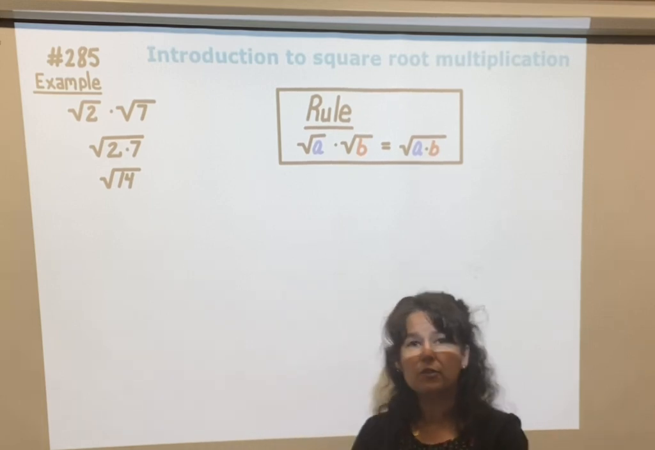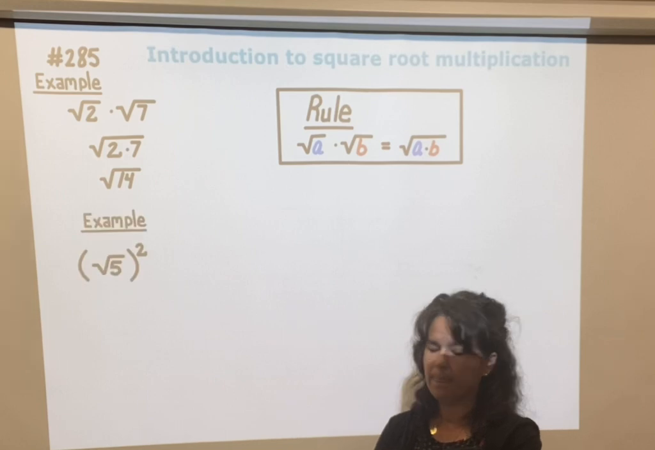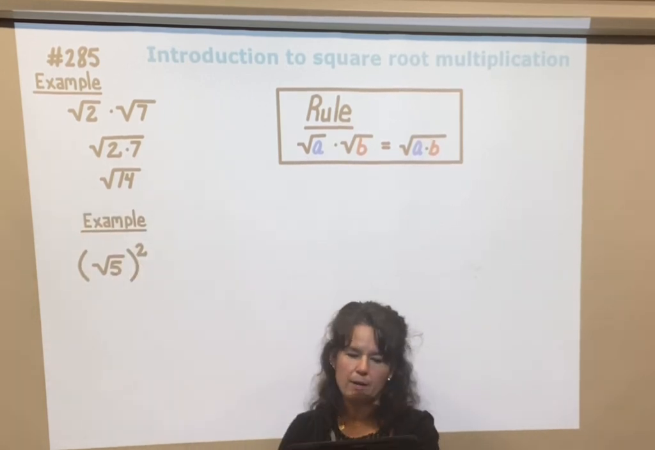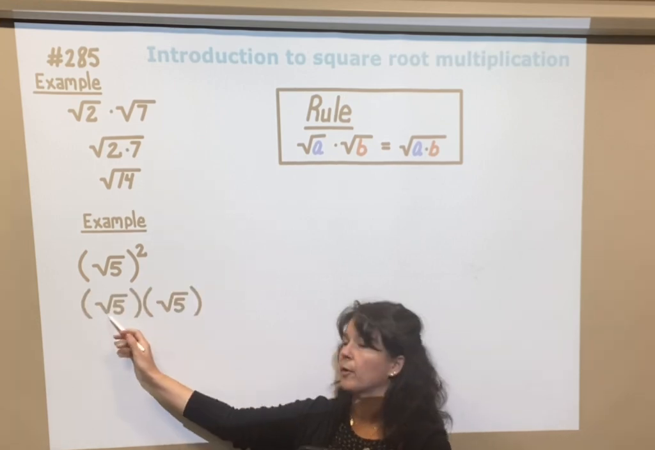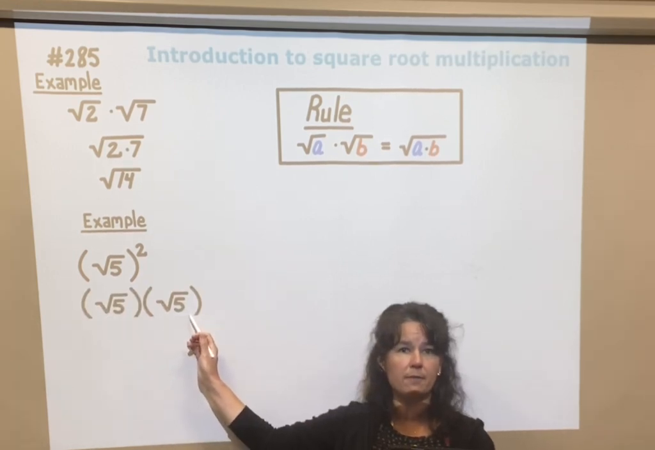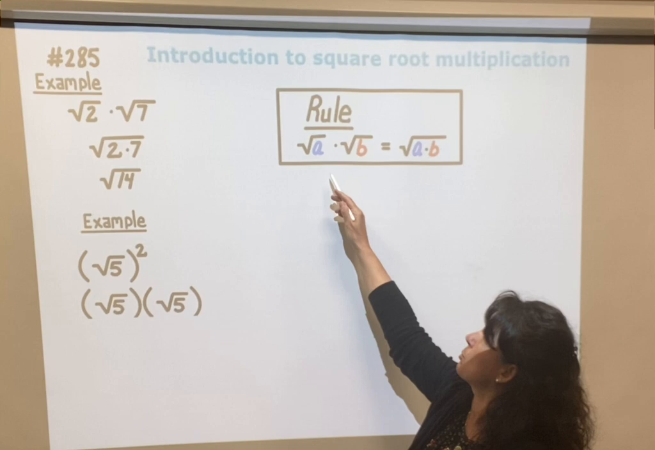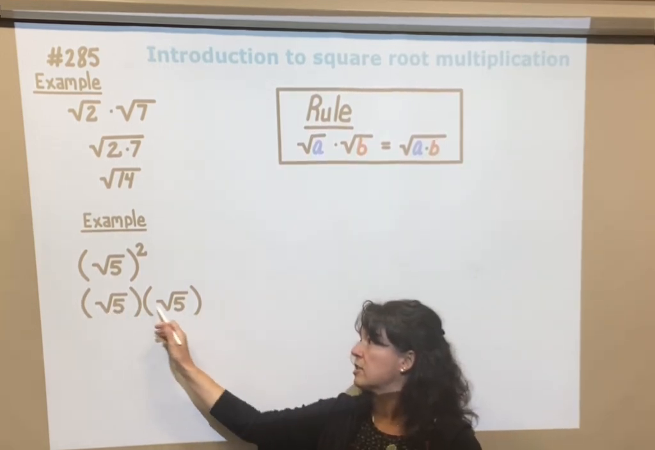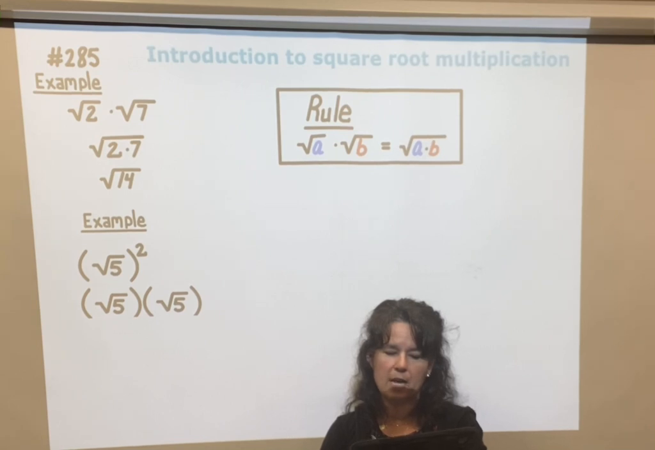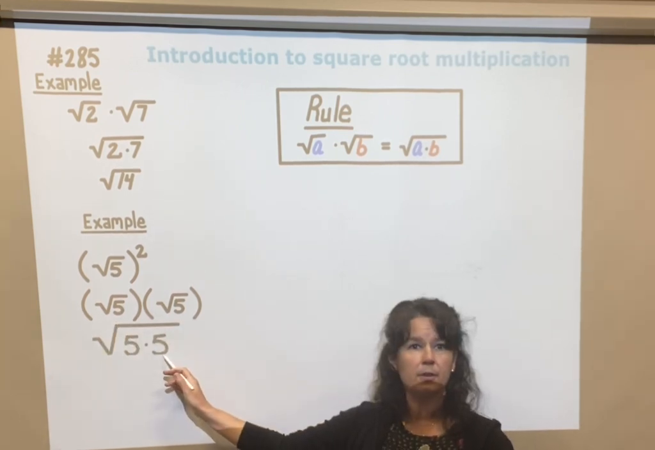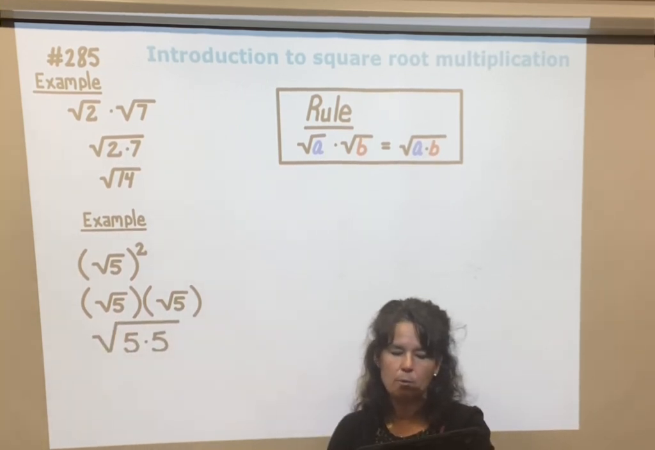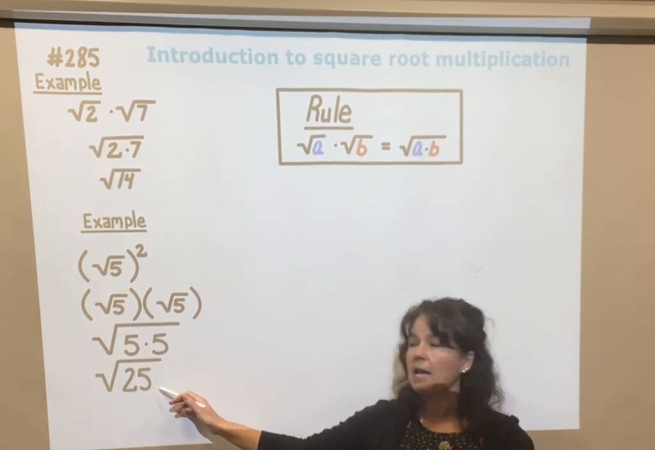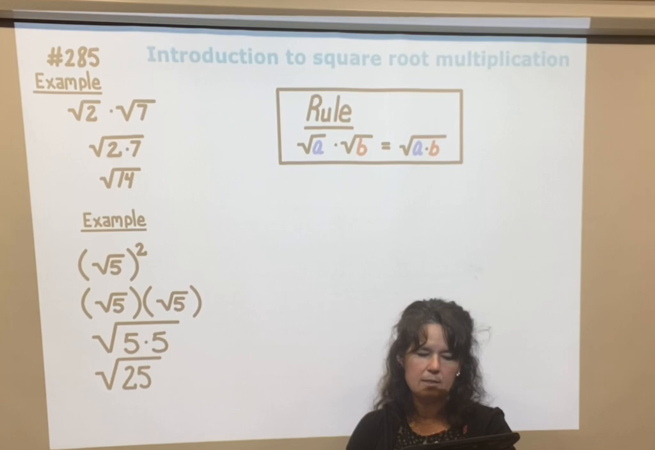There are a handful of shortcuts out there. For example, if I had the square root of 5 squared, that really means the square root of 5 times the square root of 5. If we apply this rule, root A times root B is root A times B, then this is the square root of 5 times 5. And if I have the square root of 5 times 5, I have the square root of 25. And the square root of 25 is 5.